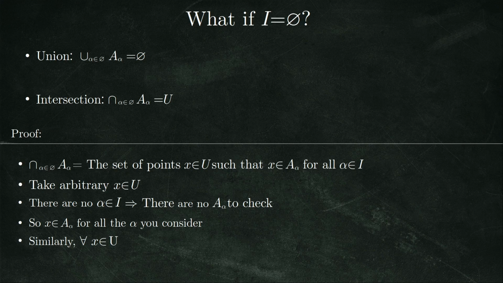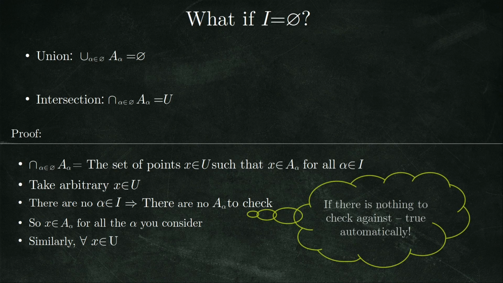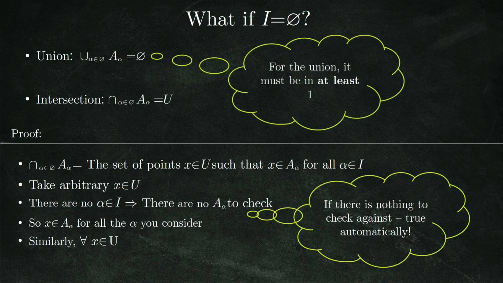And then this argument holds for every x we could have picked in U, and so it holds for all of U. But there's a lesson to be learnt here: if there's nothing to check against, something is often true automatically. If it can never be wrong, it must be right. However, why does something like this not work for the union of the sets? Well, that's because in our definition of the union, we said x must be in at least one of them. And it's that at least one that's doing the work for us here and stopping us having a strange result.